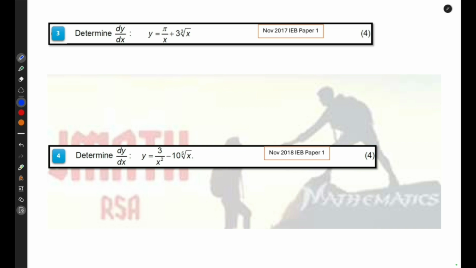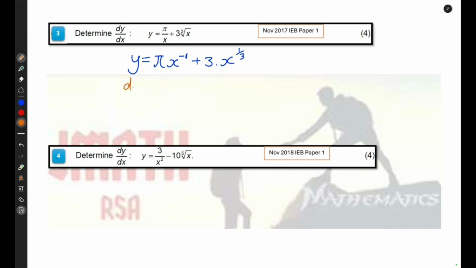Okay, let's get to question 3. So determine dy over dx if y is equal to that expression there. Firstly, there's an x at the bottom and there's an x in a cube root. So I can't derive until I sorted that out. I'm going to keep the notation the same. So this would just be pi times x to the power minus 1 plus 3 times x to the power a third. Okay, now I can derive.